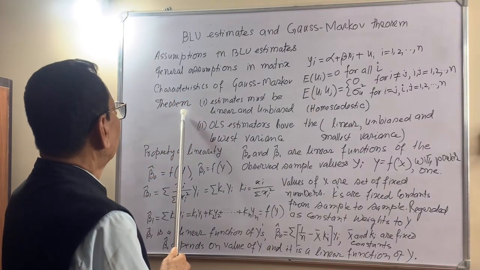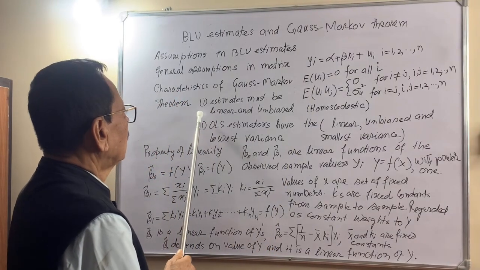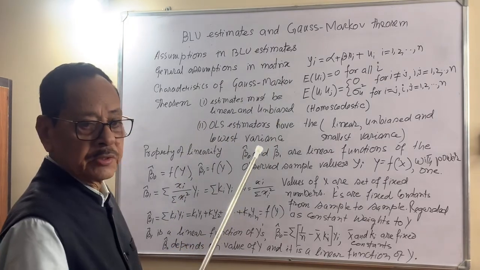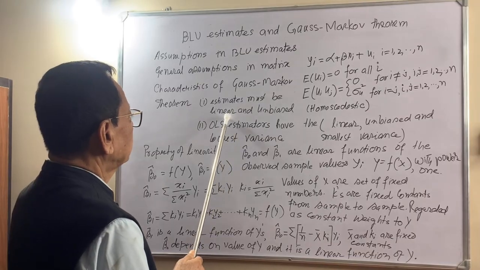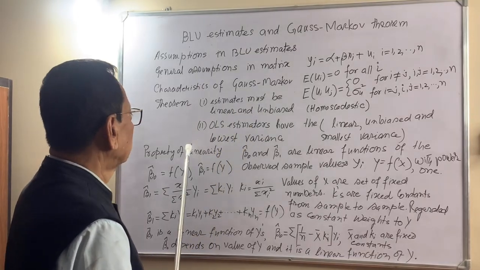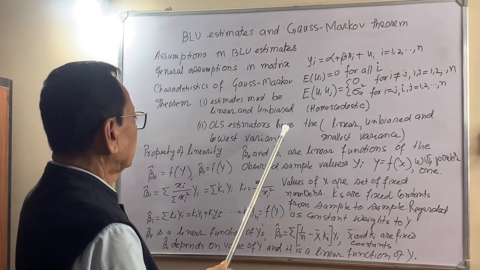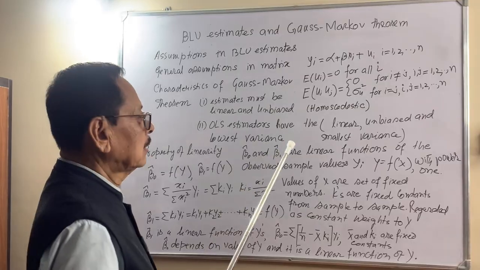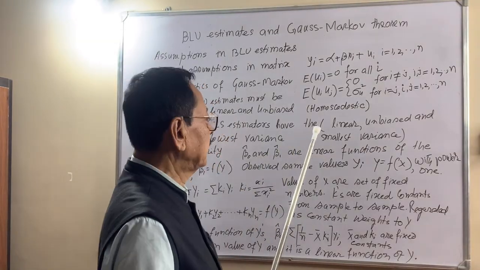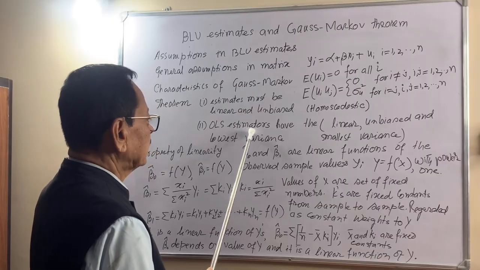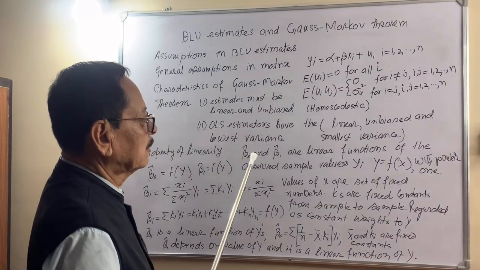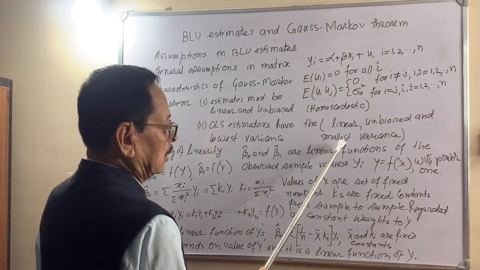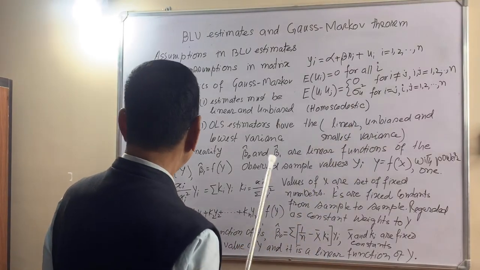Now the theorem says that estimates must be linear and unbiased. Secondly, OLS estimators have the lowest variance. Whatever estimators we get, whether it is the intercept alpha or beta, the OLS estimators have the lowest variance. So it is linear, unbiased, and has the smallest variance.